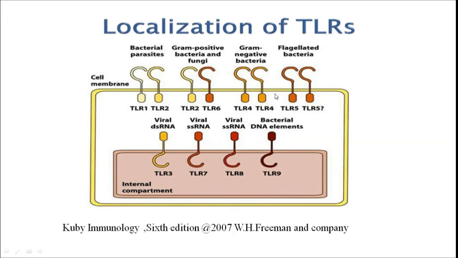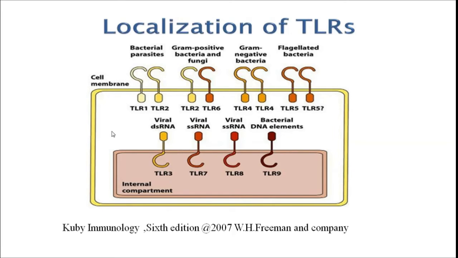Those present on the cell membrane, like TLR1, 2, 2 and 6, 4, and 5, recognize different components present on the cell membrane of the microorganism, while the toll-like receptors present within the intracellular compartment mainly recognize nucleic acids. Such receptors are TLRs 3, 7, 8 and 9. So let's see the functioning, or the recognition of different components, by these toll-like receptors.